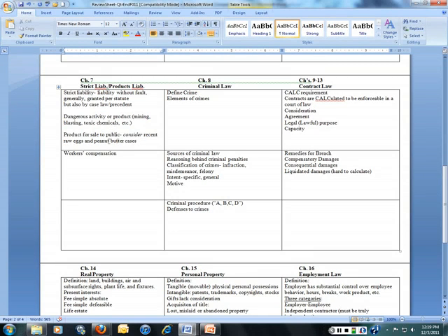I put here, consider the recent cases. There were the raw eggs, the national egg recall, and the peanut butter recall. These were things where people got very sick. Those are products liability cases, and in products liability, you've got all sorts of different types of defects that can occur, manufacturing defects or design defects.